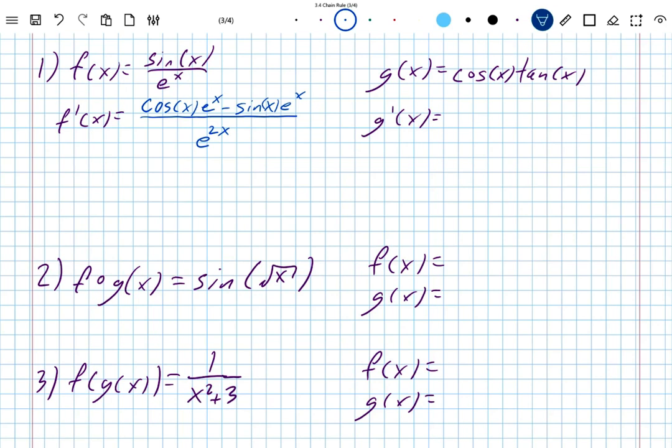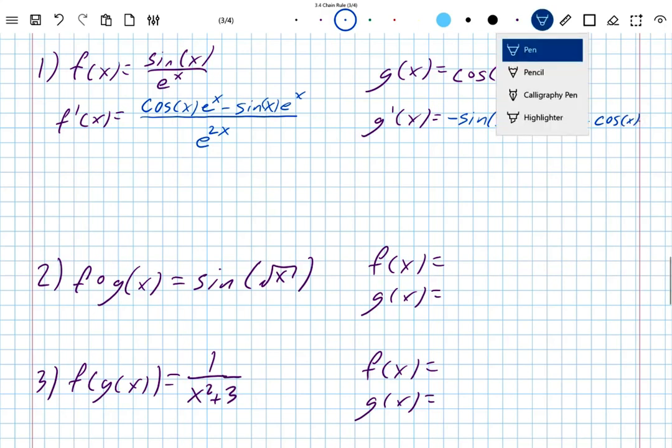There's actually two ways to do this. Let's do the naive way. Cosine times tangent is a product. We'll do the product rule. So we get the derivative of cosine is negative sine. Leave the tangent alone, plus leave the cosine alone, running out of room here, times secant squared, which is the derivative of tangent.